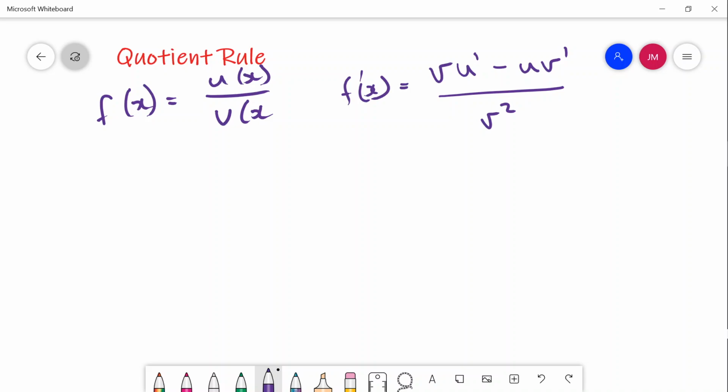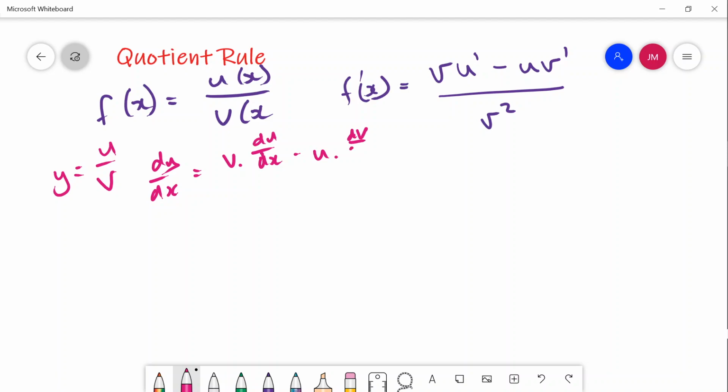Now, where I've written v and u, that means the equation for v and the equation for u, and the dashes mean the derivatives. So you'll see it written a little bit more complex. If you have y in terms of x, you could write it as y equals u over v. Then dy/dx would equal v times du/dx minus u times dv/dx, all over v squared.